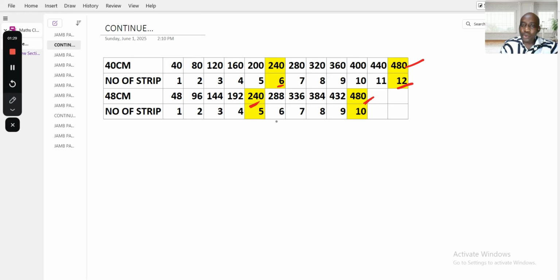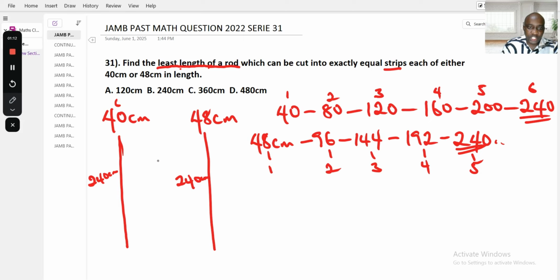But the question said the least, which means the smallest one. The smallest one is 240. That's what they will cut. But we don't want to go further into 480. Therefore, we stop at 240. Therefore, each length will be 240 equivalent. Our final answer will be 240 centimeter, the least 240 centimeter rod that we can cut. If you cut this one, 6 pieces, this one 5 pieces.